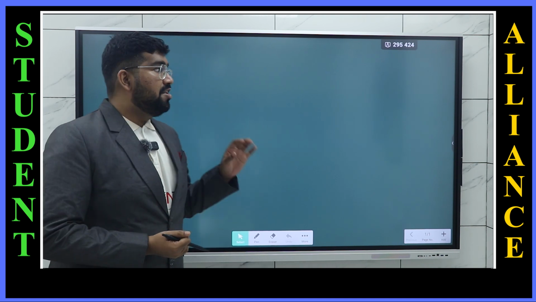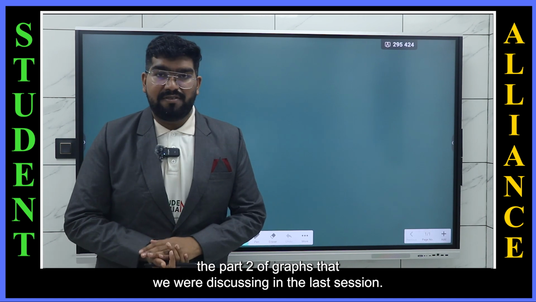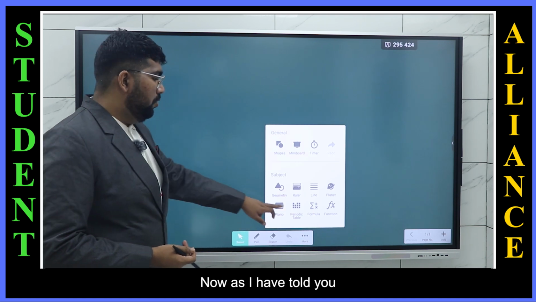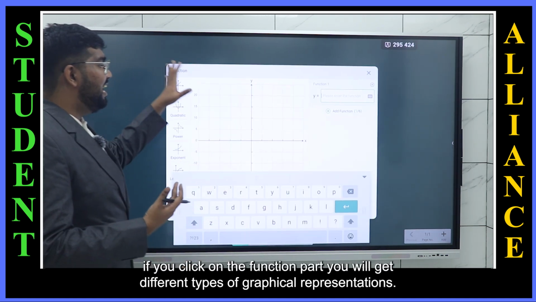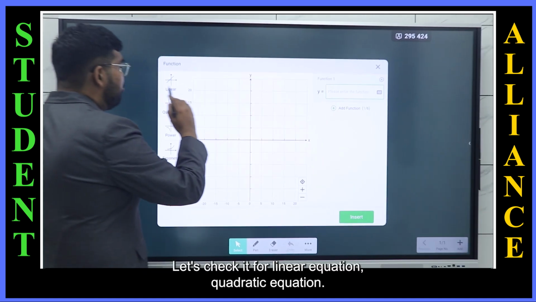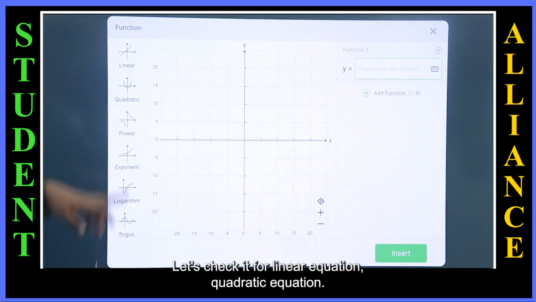My name is Shahrukh. Today we are continuing part 2 of graphs that we were discussing in the last session. Now, as I have told you, if you click on the function part, you will get different types of graphical representations. Let's check it for linear equation, quadratic equation.